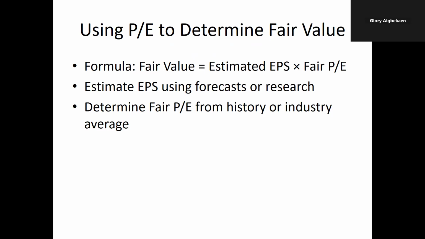Another way you can determine the PE is to use the industrial average. Say, for example, you are using the banking industry. You take the PE of each bank in the banking industry and add it together, divide by the number of banks, then you get the industrial average. That industrial average will now also be a fair PE. When you multiply that fair PE by the estimated EPS, you get the fair value.